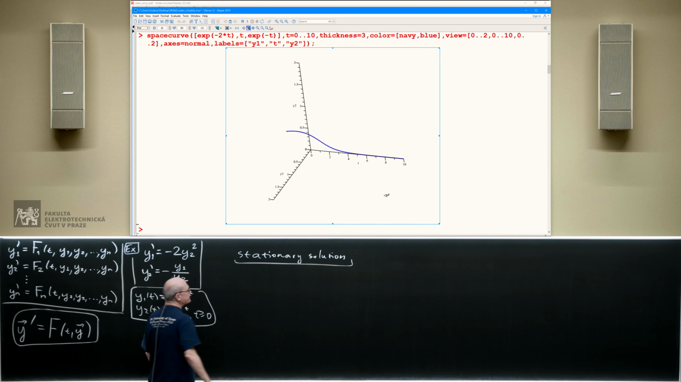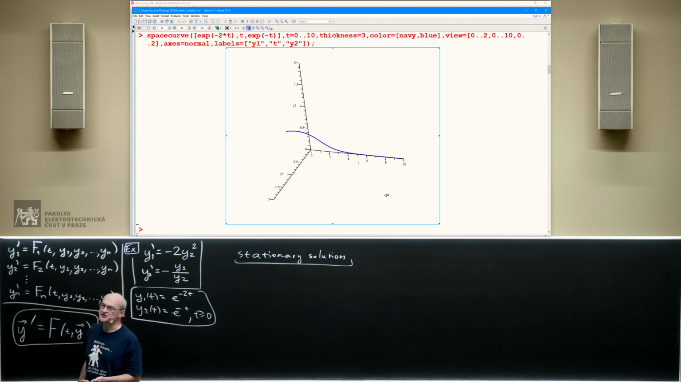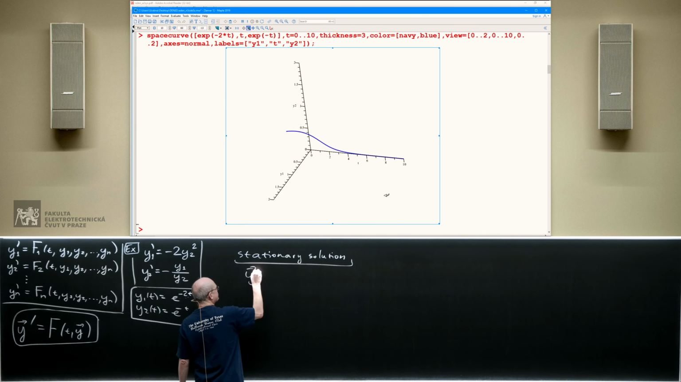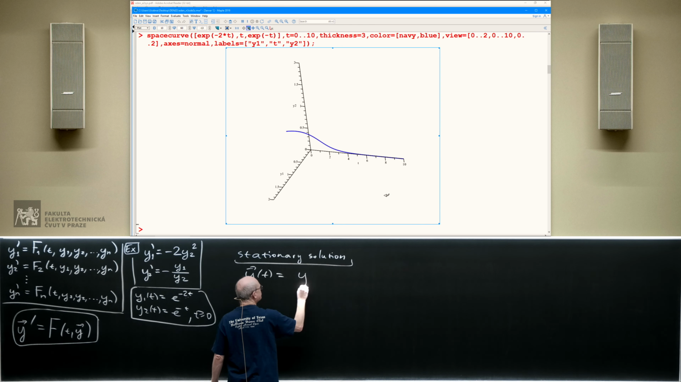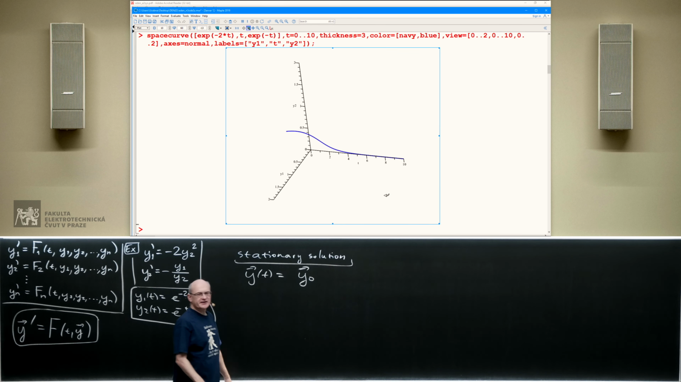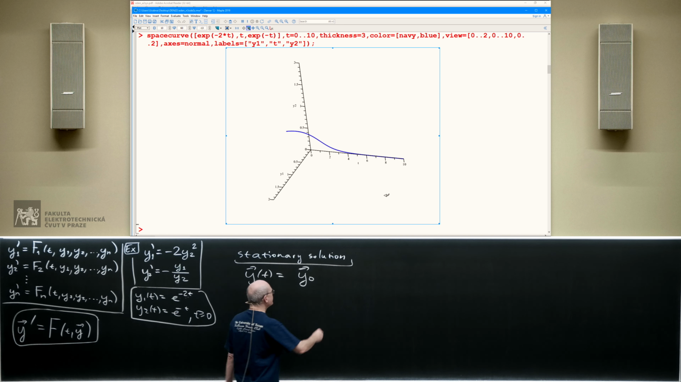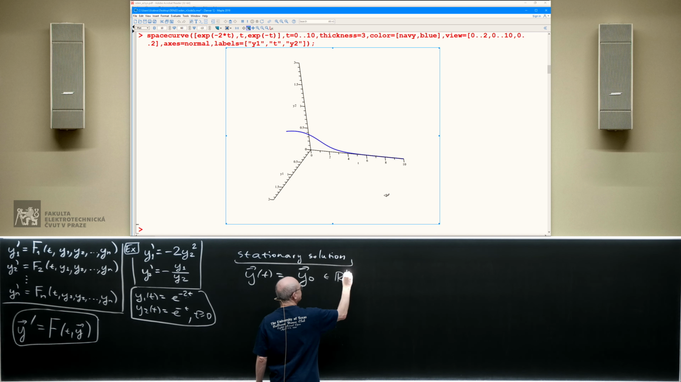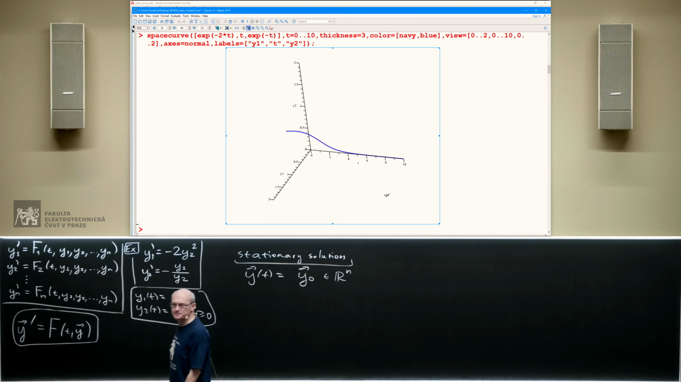What does it mean, stationary solution? Again, that's a grand name for something very simple. It's a constant solution. So you have a function which is actually always the same value, some vector y naught, which is a vector from R^n, in our case, a vector from R squared.